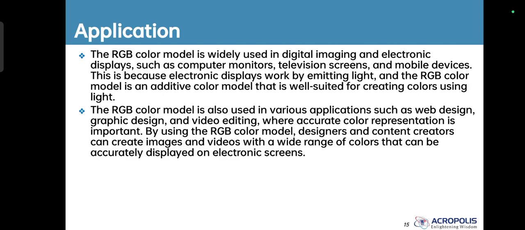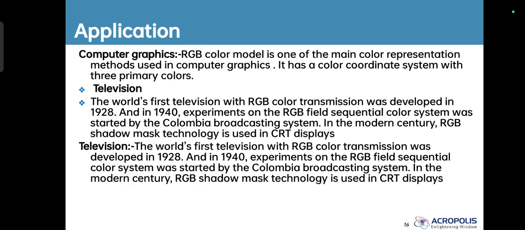So there are various applications of the RGB color model. It's widely used in digital imaging and electronic displays, such as computer monitors, television screens, and mobile devices. It is an additive color model that is suited for creating colors using light. The RGB color model is also used in applications such as web design, graphic design, and video editing, where accurate color representation is important. By using the RGB color model, designers and content creators can create images and videos in a wide range of colors that can be accurately displayed on electronic screens.